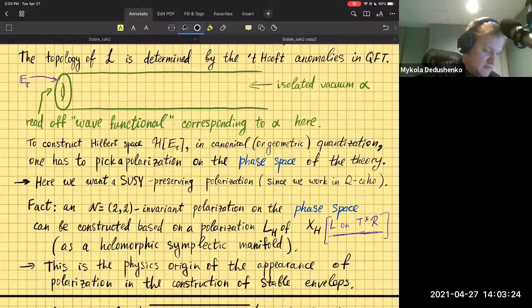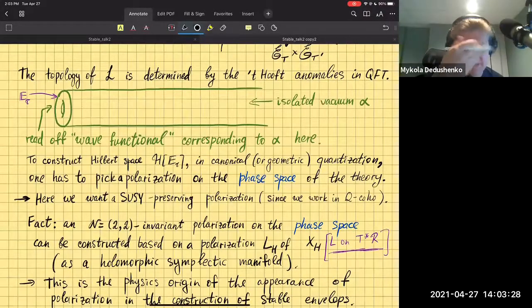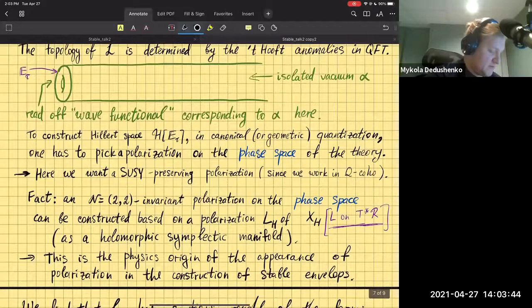Because when I say that there's this Janus interface and it maps between vacua, it's all well and good, but once you get slightly more concrete, you need to describe your Hilbert space, and it turns out that you need to pick polarization.